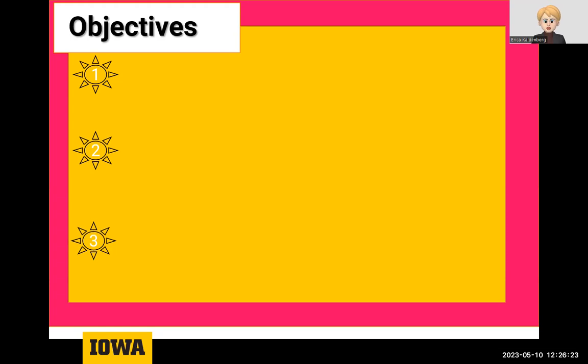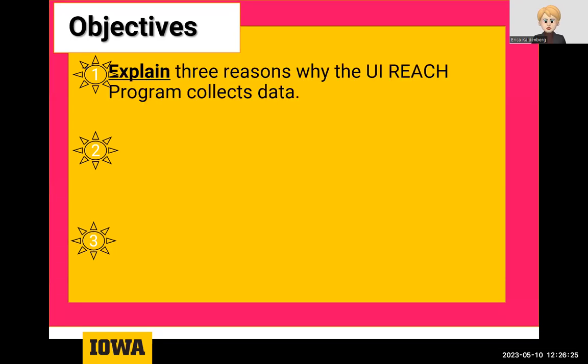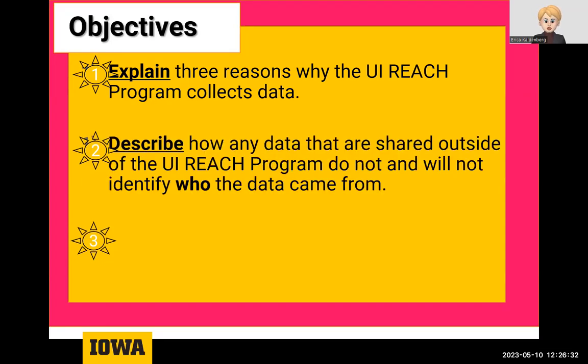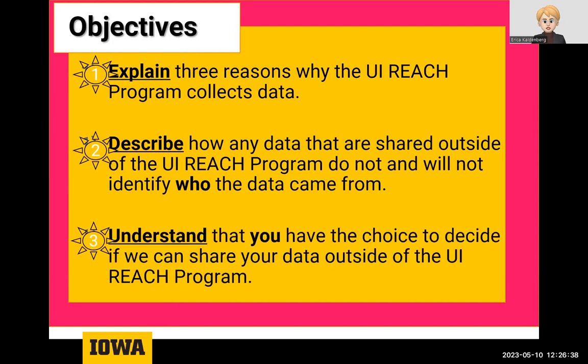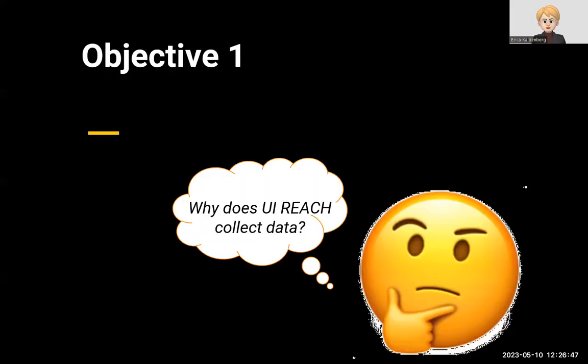Now, I'm not sure if I can get everybody to sing and dance along to our Data Hey, Data Yay song, but by the end of this presentation, I want you each to be able to, 1, explain 3 reasons why the UI Reach program collects data. 2, describe how any data that are shared outside of the UI Reach program do not and will not identify who the data came from. And 3rd, we want each of you to understand that you have a choice to decide if we can share your data outside the UI Reach program or not.